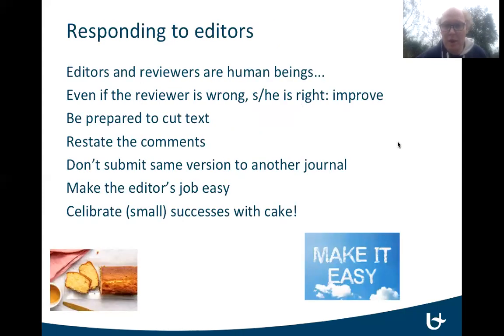And I will explain why this is my recommendation. First of all, also take into account when you reply to editors and to reviewers that editors and reviewers are human beings. They spend time in reading your paper, they spend time in giving their comments. And even if you think the reviewer is wrong, my basic rule is he or she is not wrong. He or she is always right, and you need to improve it.